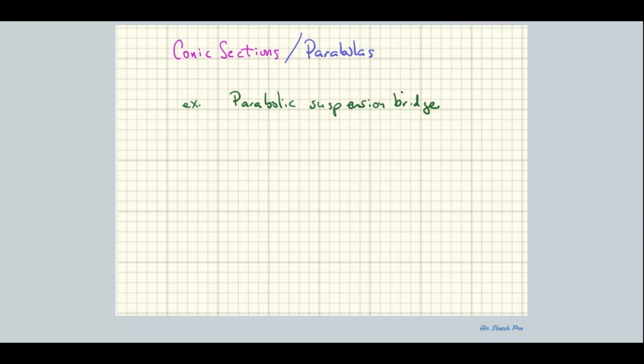This parabolic suspension bridge is going to have a girder on one side and a girder on the other side. Now we're going to have a wire that comes from the top to the middle of the bridge, and so here's the actual parabola. It's not actually a parabola, it's a catenary, but for purposes of demonstration, we'll work with it.